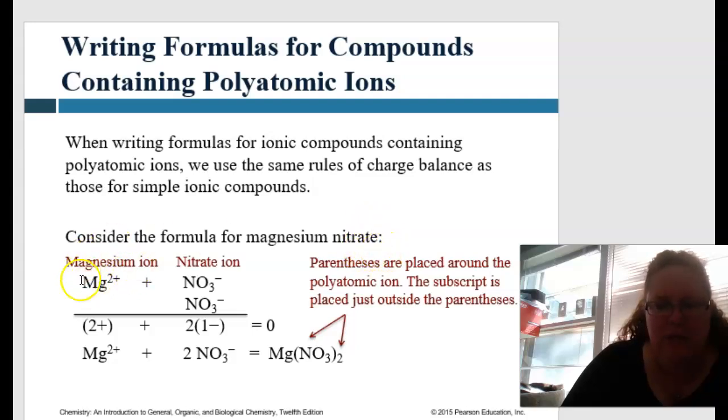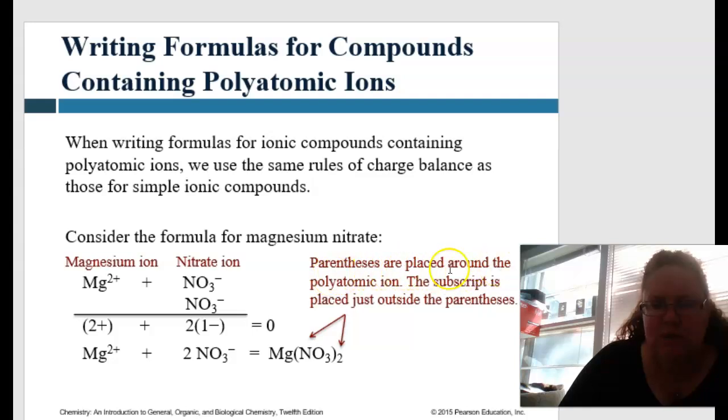Our magnesium has a +2, and our nitrate has a -1, so we need 2 of those to balance it out. So it ends up being magnesium with (NO3)2. The parentheses just mean that whatever is in the parentheses is repeated that many times. You could write it out NO3, NO3, but that gets messy and not as clear and clean, so we write it as (NO3)2.